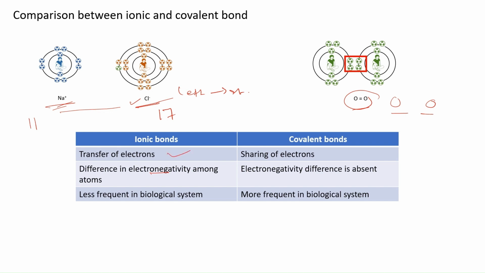So now the difference between ionic bond and covalent bond. Ionic bond is formed because of transfer of electrons. Covalent bond forms because of sharing of electrons. In case of an ionic bond, the atoms involved should differ in electronegative property, whereas covalent bonds are the bonds where atoms do not differ in their electronegative property. Ionic bonds are less frequent in biological systems, whereas covalent bonds are more frequent in biological systems.